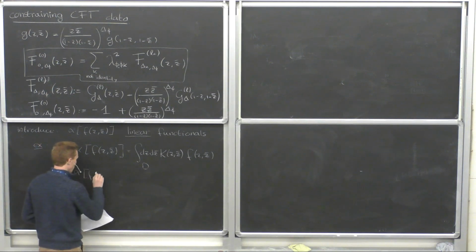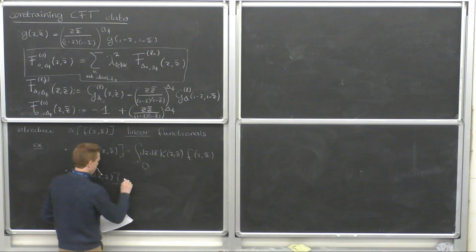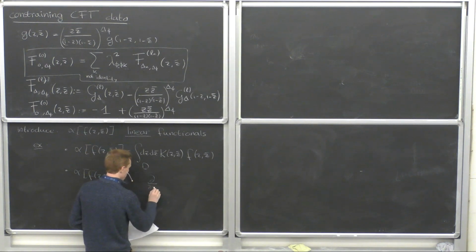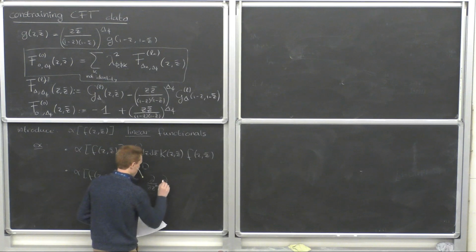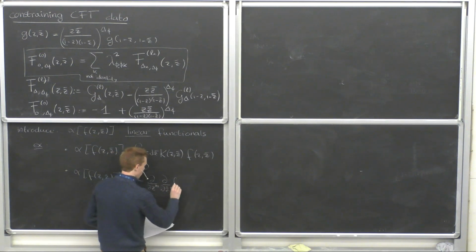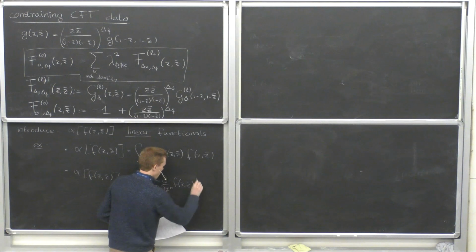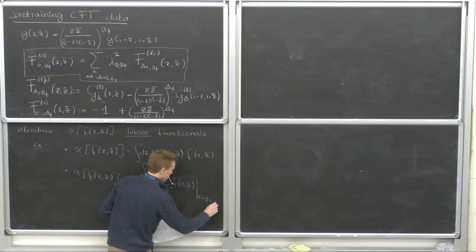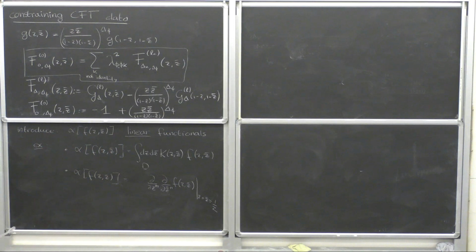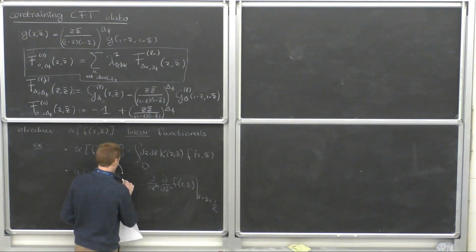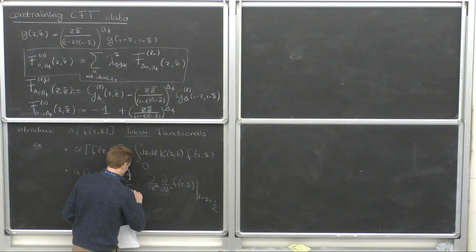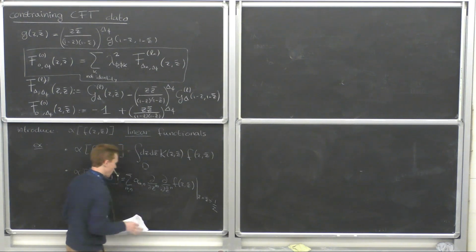Another way to define a functional would be to compute some derivatives of this same function and evaluate it at the point, let's say z equals z bar equals a half, which is a nice point because it's sort of halfway between the z and 1 minus z points, and both decompositions converge there, so this sum definitely converges there. And in fact, you can even take a linear combination of these things, because a linear combination of linear functionals is still a linear functional.